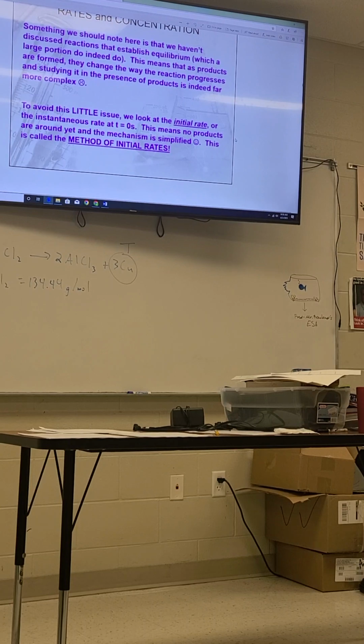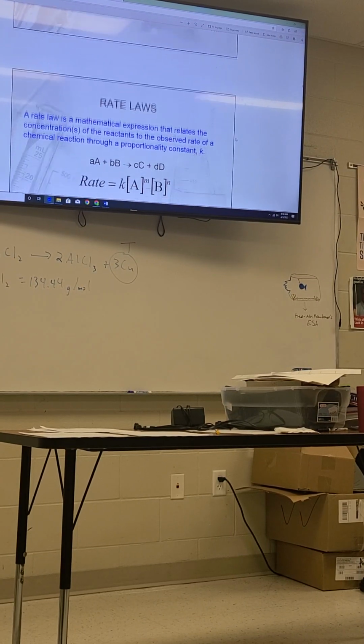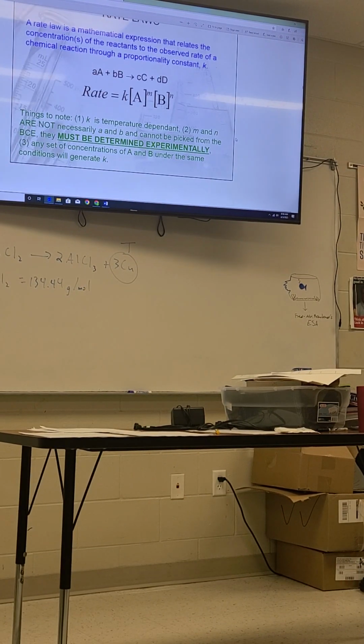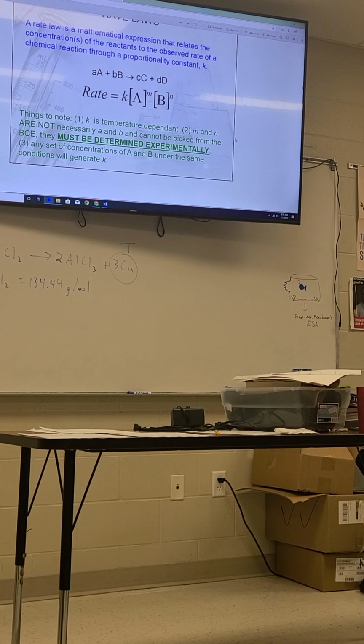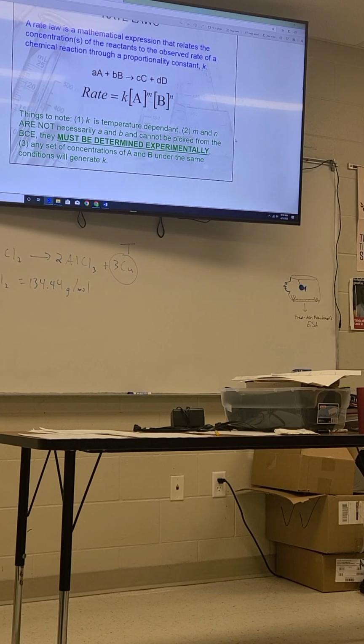All right, so let's dive into the method of initial rates. And we've already looked at the rate law. So rate is going to equal a rate constant k times the concentration of A raised to some power. Normally that's going to be a whole number. And then times the concentration of B raised to another power.